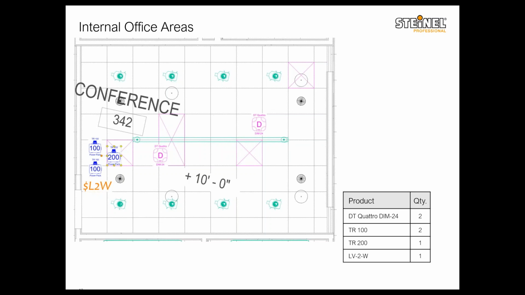What I forgot to mention in the previous section was that, if you want to reduce the number of SKUs in your bill of material, you can always put TR200 everywhere, and it will work just fine. But if you want to value engineer and optimize the project, you can obviously go with TR100 power packs in this case for lighting, and TR200 for receptacle control.